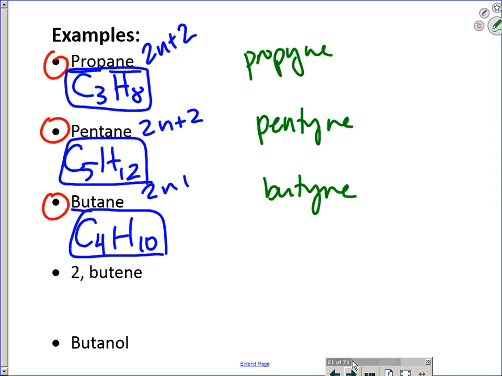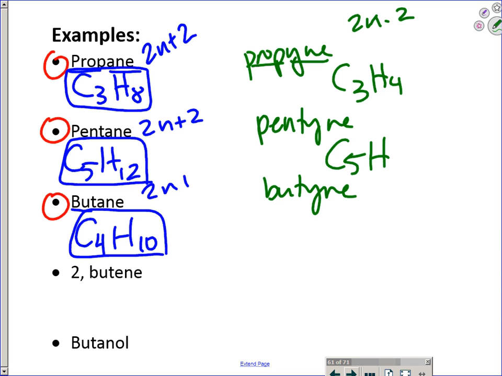All right, Cole, get me started on the first one. The prefix prop means what? C3, okay? And then the yne indicates to do what for hydrogens? 2N minus 2, okay? So what should this be? H4, good. So it's 2 times 3, that's 6, minus 2 is 4. All right, next one, the second one, pentyne. C5H what? H8, good. Butyne, Jacob?